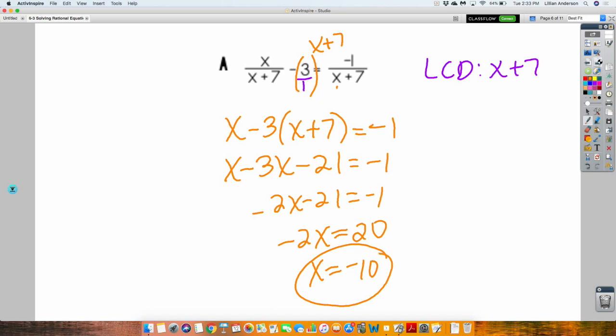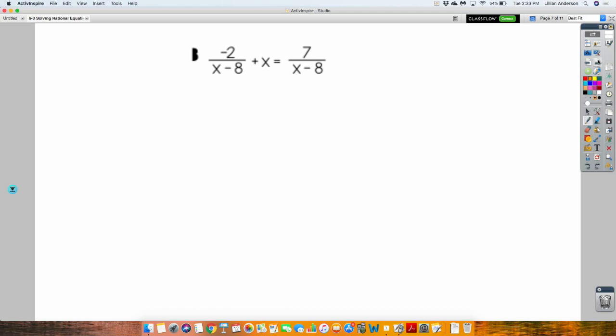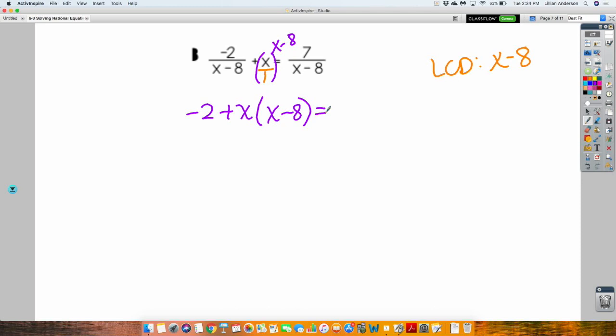When I look at example B, what's my LCD? X minus 8. So again, this one I'm going to treat as an over 1. So my common denominator was x minus 8. Am I going to multiply the first fraction by anything? No. What about the second fraction? And what about this fraction, the last one? Nothing. So that gives me negative 2 plus x squared minus 8x equals 7, making sure I distribute that x over.